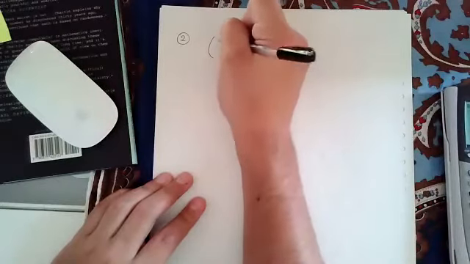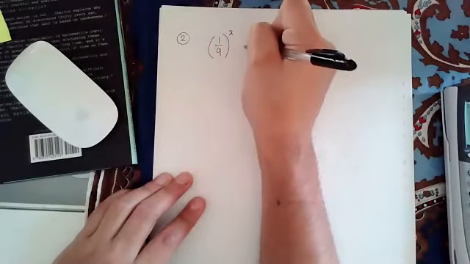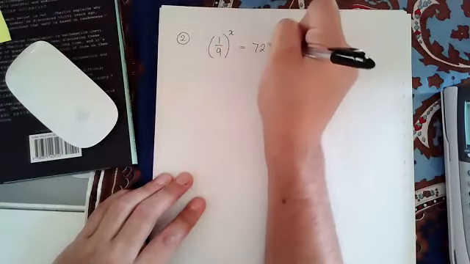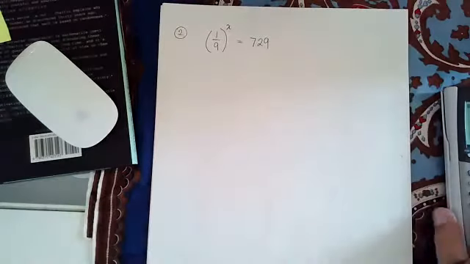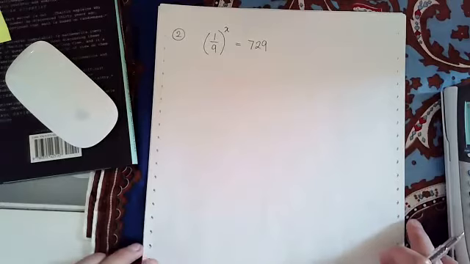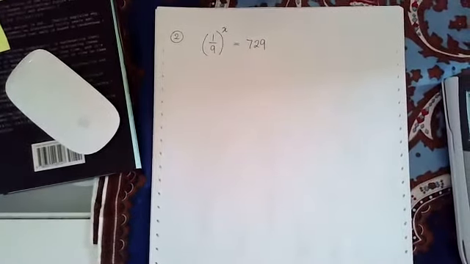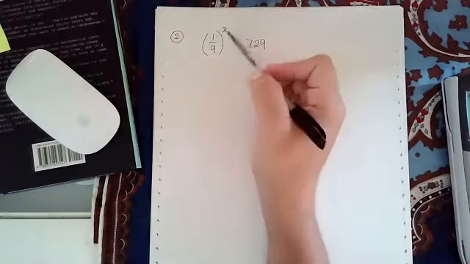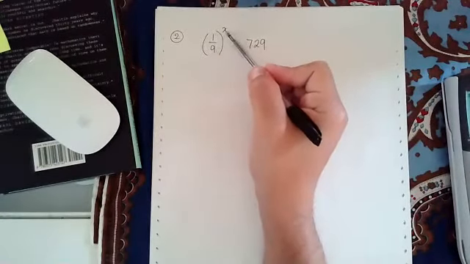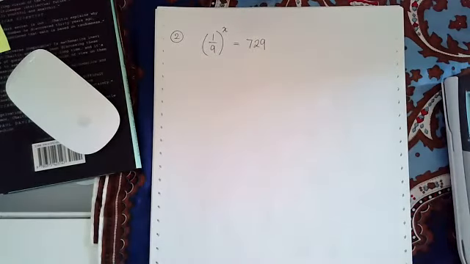We have 1/9 raised to the x power is equal to 729. And this is a situation where we definitely don't want to be guessing. You know, we take 1/9 and raise it to some exponent, and we're supposed to get 729. I have no idea what the exponent is supposed to be.